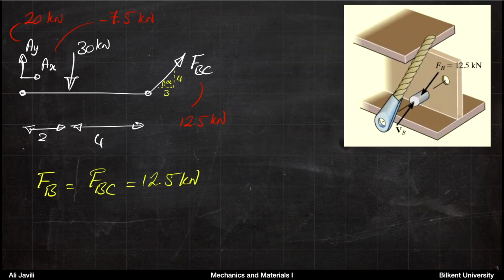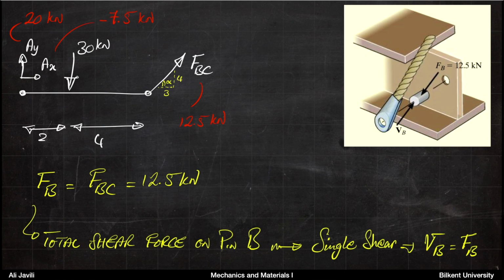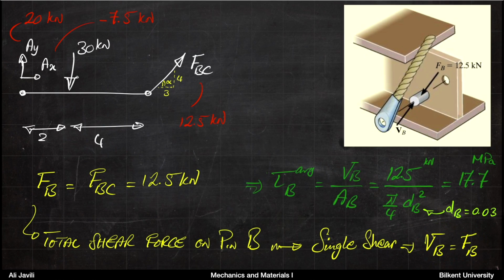For pin B, you have the force FBC to be carried by the pin. But now, looking at the picture, you can see that it's a single shear pin as opposed to pin A, which was a double shear pin. That means that the shear force for the pin is exactly the same as the total force for the pin. And basically, once you do that, the rest is standard.